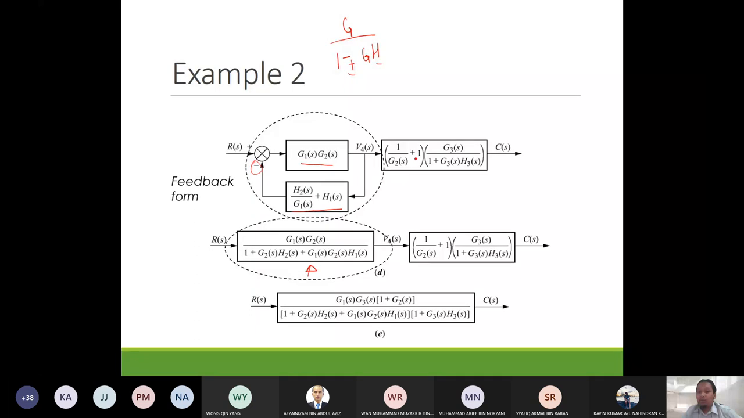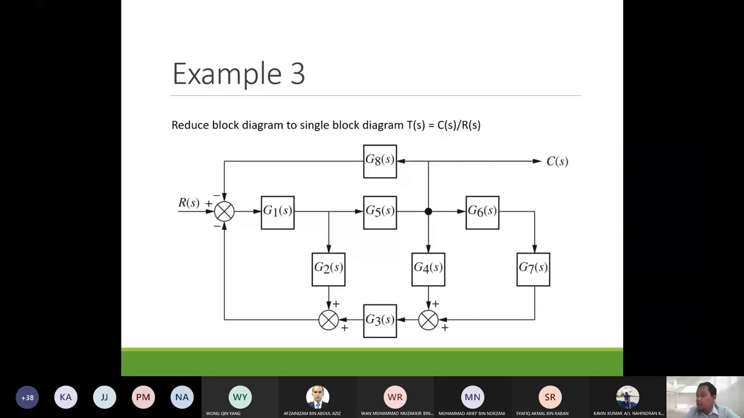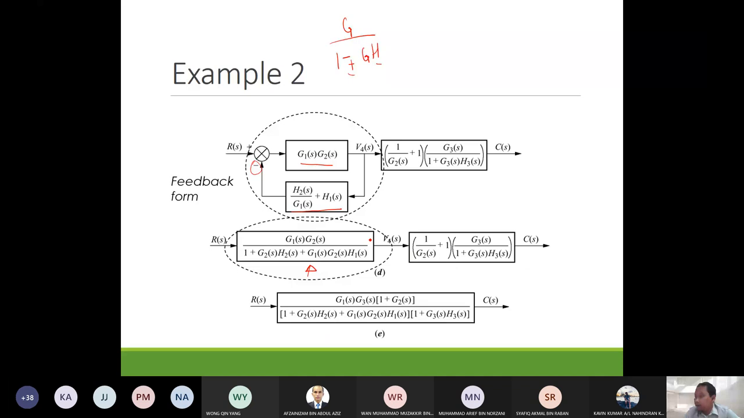And then when you simplify this into feedback form, all of these are in cascade. So for cascade, you just multiply all of them together. When you multiply, you get this final transfer function. Okay, any questions so far?